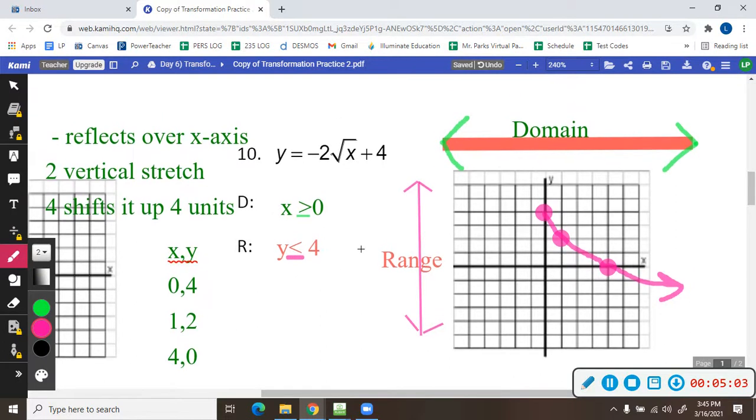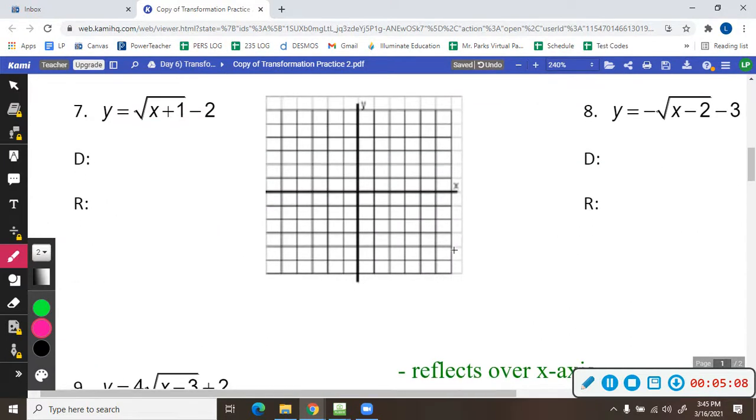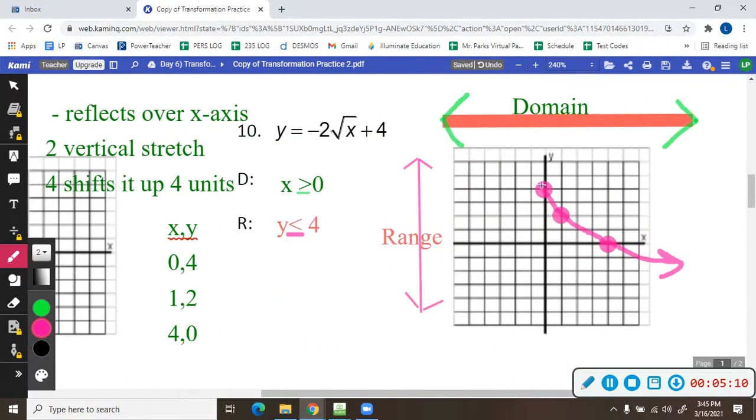So let me make sure I answer the question. It says graph the following square roots, state the domain and range. So I have graphed it. I have stated the domain. I have stated the range. Hope this helped.